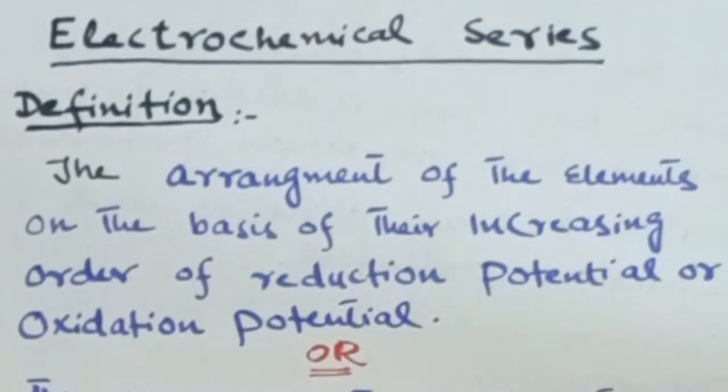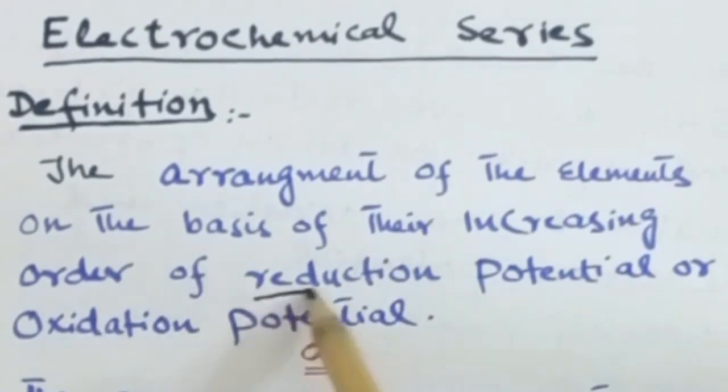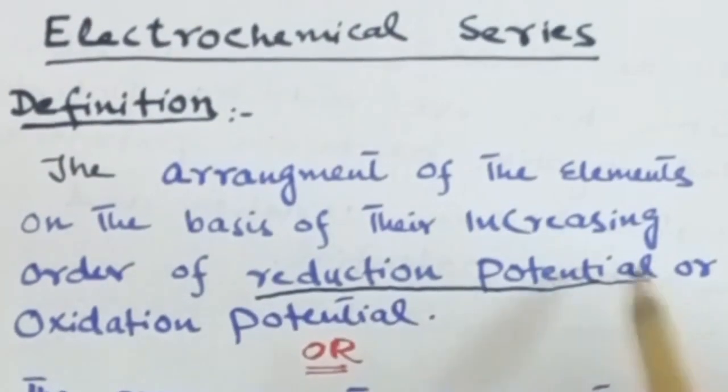Dear students, today we will discuss the electrochemical series and the applications of the electrochemical series. First of all, what is the electrochemical series? It is the arrangement of the elements on the basis of their increasing order of reduction potential or oxidation potential.